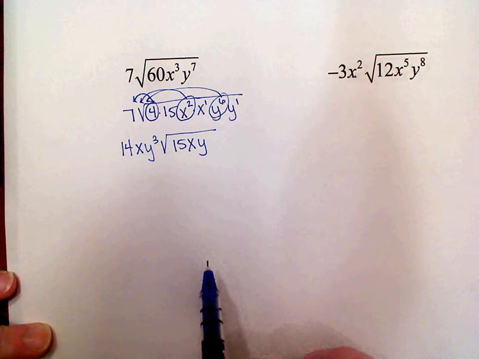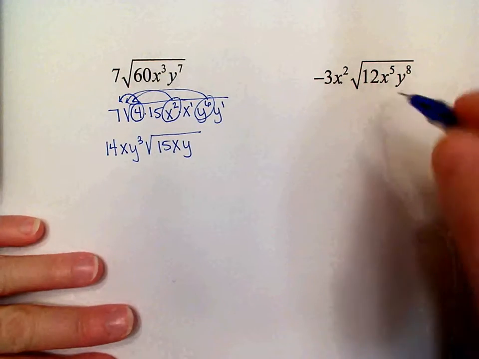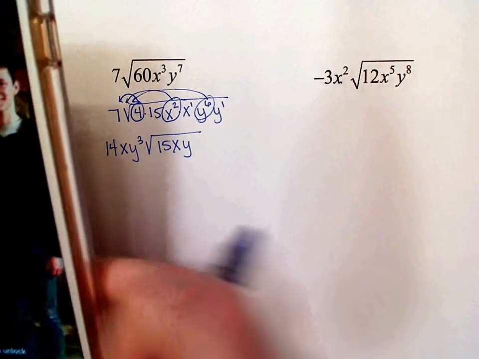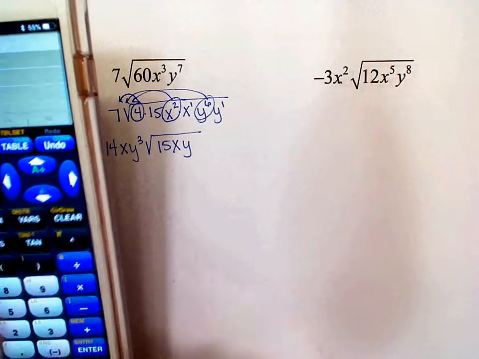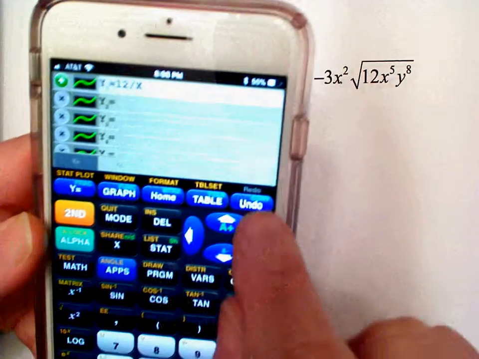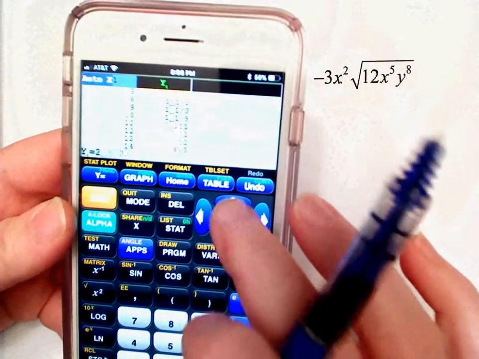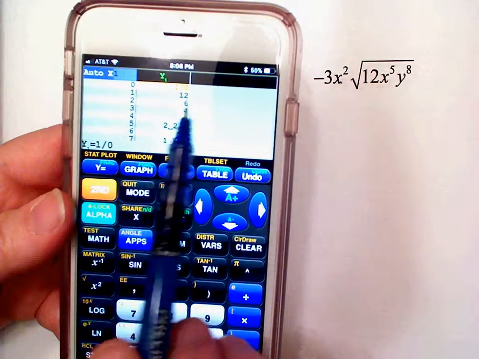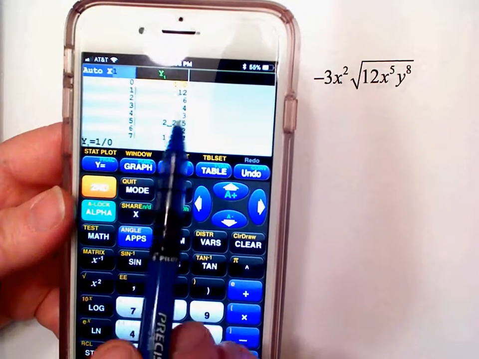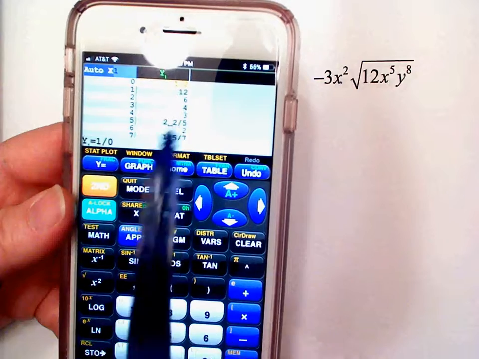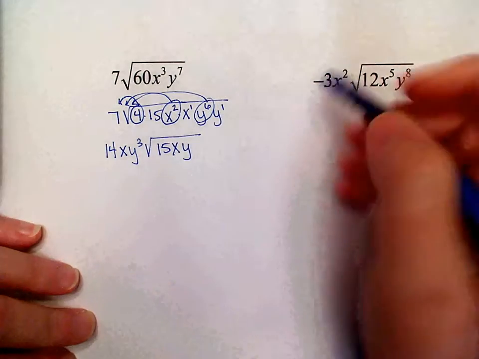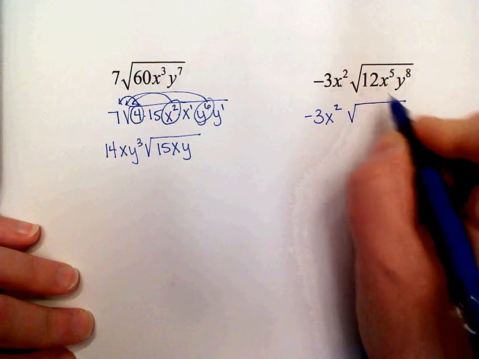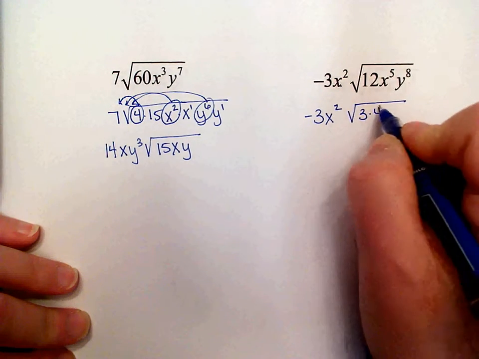Okay, so let's look at one more. Underneath the radical, 12 is not a perfect square. So hopefully that's one you know, but if it's not, if you put 12 divided by x and look in your table, you'll see 1 and 12, never helpful. 2 and 6 are not perfect squares. 3 and 4, that works because 4 is a perfect square. So I'm going to bring down the negative 3x to the 2nd outside, but I'm going to rewrite the 12 as 3 times 4 because 4 is a perfect square.